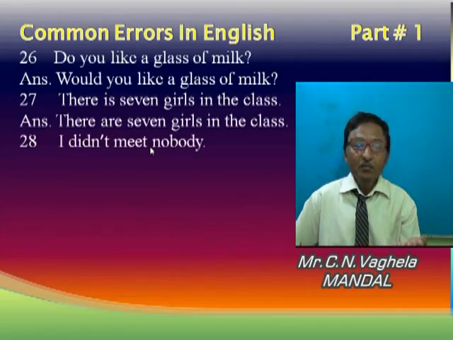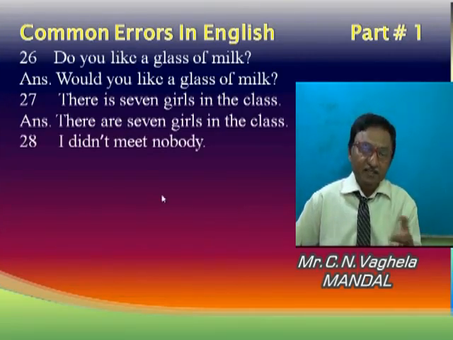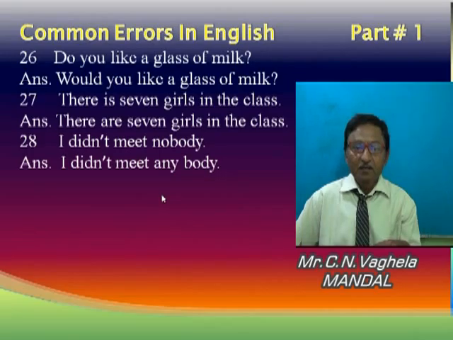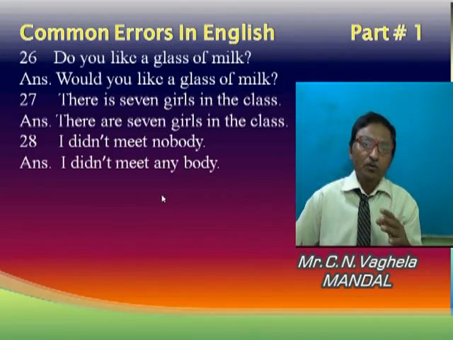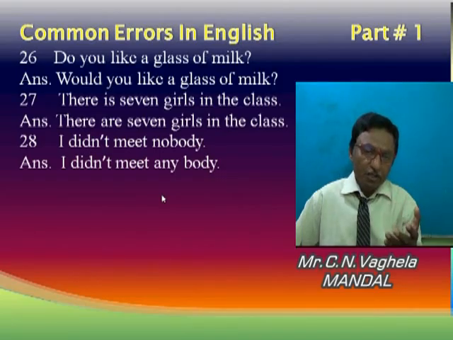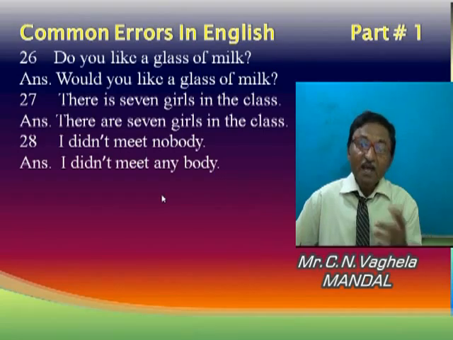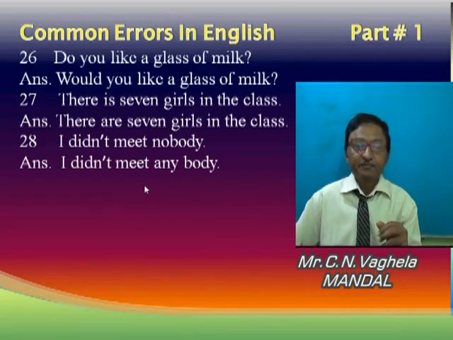Next, I didn't meet nobody. There is an error of double negation. So the correct sentence will be I didn't meet anybody. Here friends, the word any is used for interrogative sentences as well as negative sentences. I didn't meet anybody. That is correct.